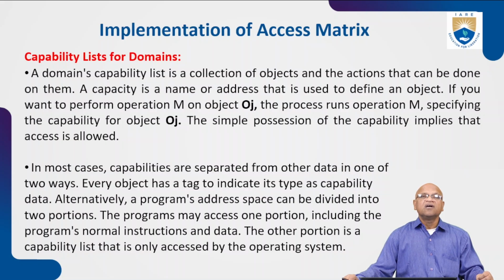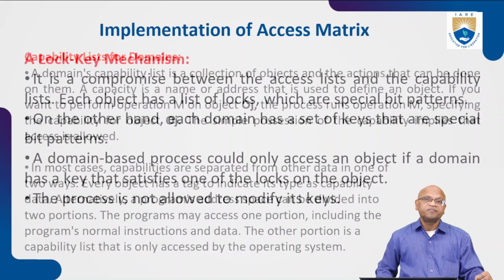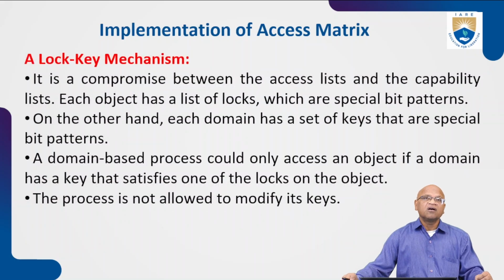So the OS will be protecting this one. If another person wants to open that file, if it is not permitted in the file permissions, it won't give permission to that person to open that one. So that is the other portion, the capability list, which is only accessed by the operating system only. Say a lock-key mechanism.